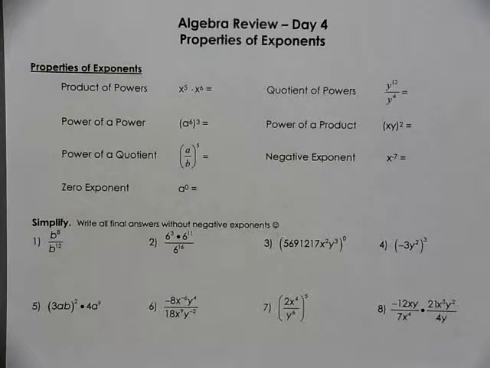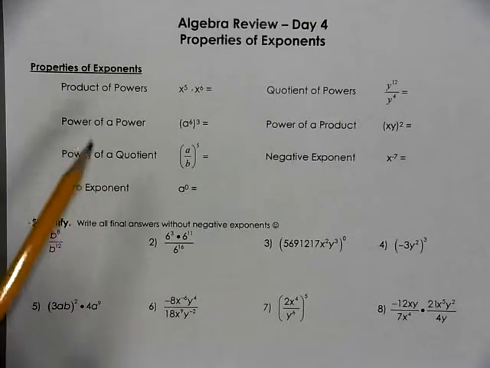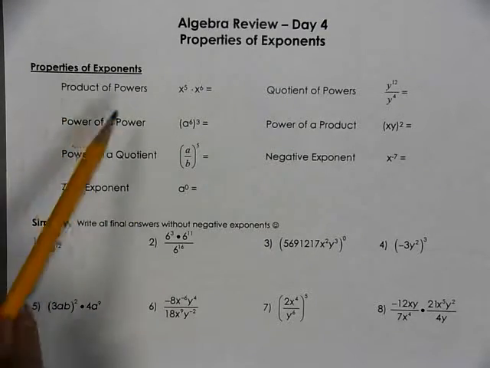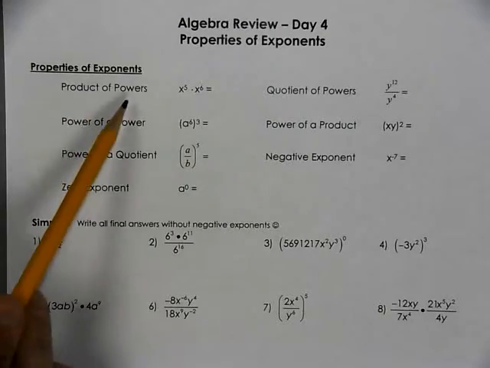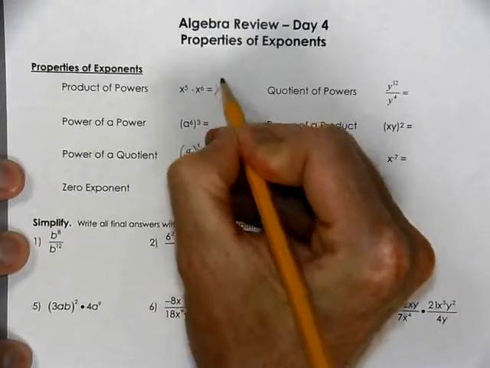This is for Algebra 2 with trig. This is our fourth day working on an algebra review. We're looking at the exponents and all their properties. A product property is when you're multiplying two bases, you add the exponents.